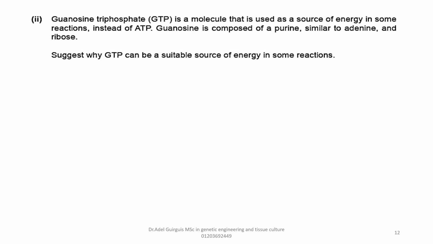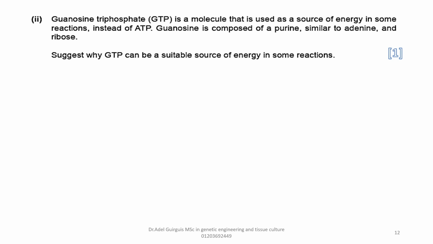Look please, guanosine triphosphate, GTP, is a molecule that is used as a source of energy in some reactions instead of ATP. Guanosine is composed of a purine, similar to adenine, and ribose. This suggests why GTP can be a suitable source of energy in some reactions.